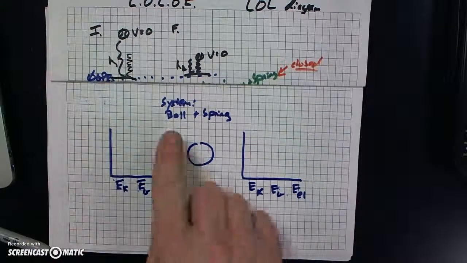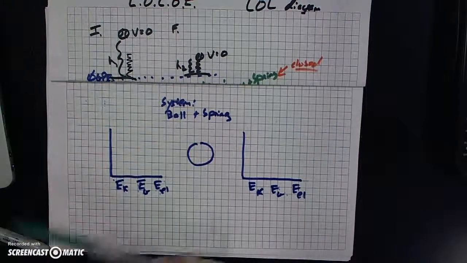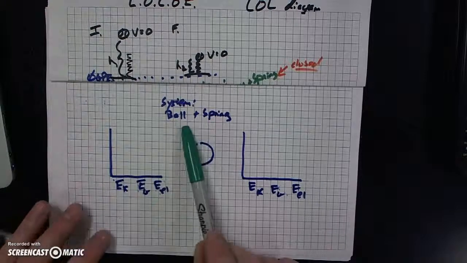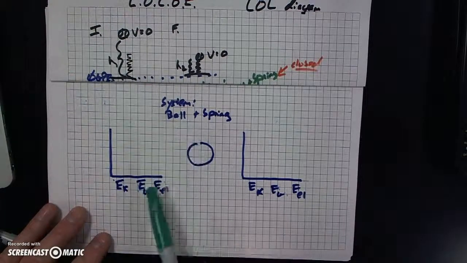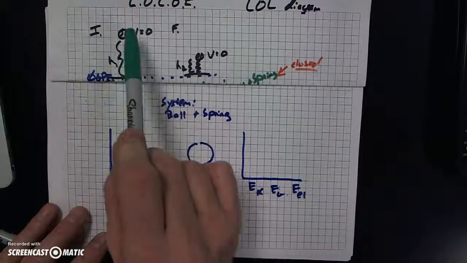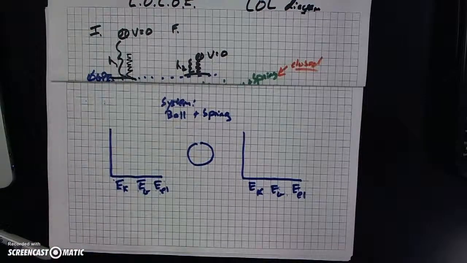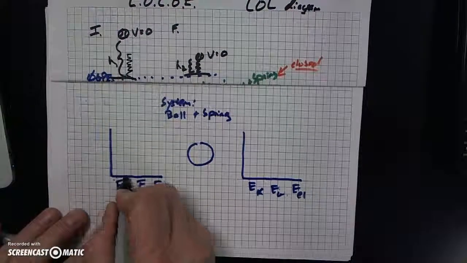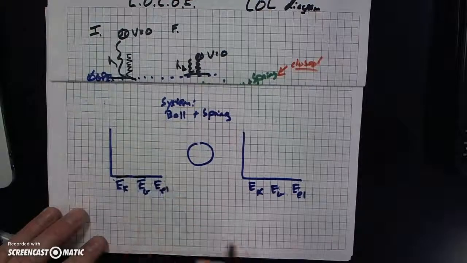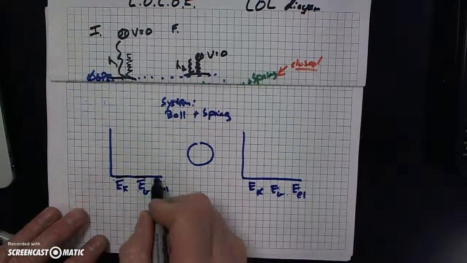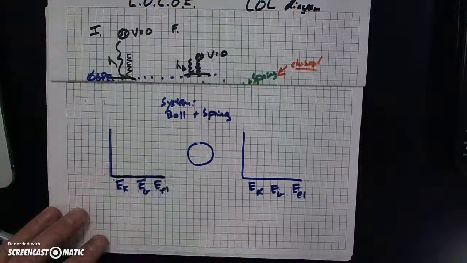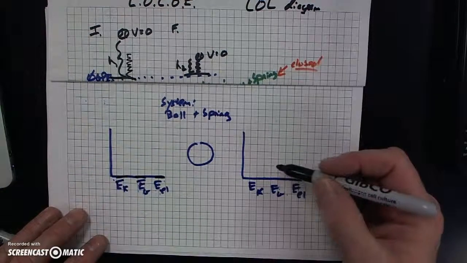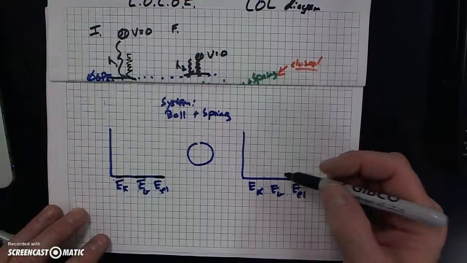So, if the system is the ball and the spring, there is no earth. That means there cannot be gravitational potential energy, because the gravitational potential energy comes from the interaction between the ball and the earth. So, I am going to not have any kinetic because I'm not moving, not have any gravitational because I'm not interacting with the earth because there's no earth in my system, and the spring is totally relaxed. So I have no energy to start. In the final state, I have some elastic energy.